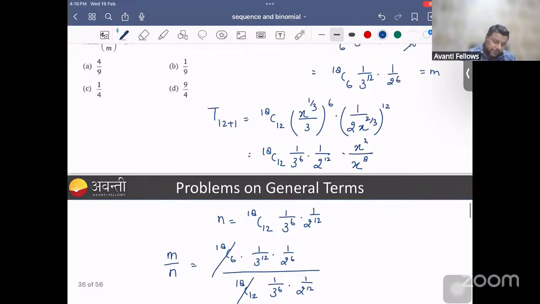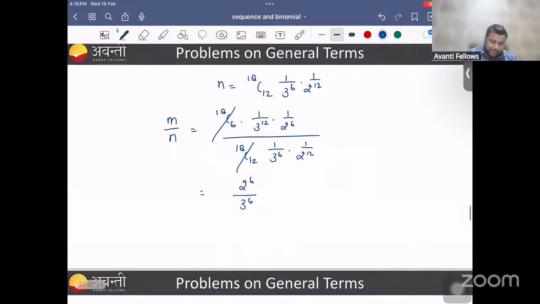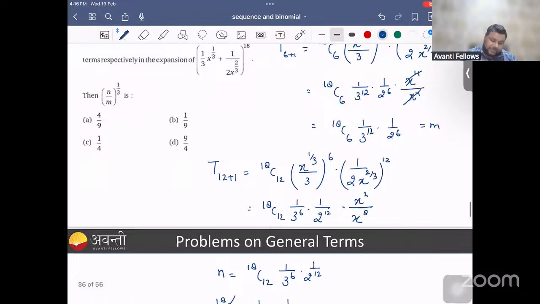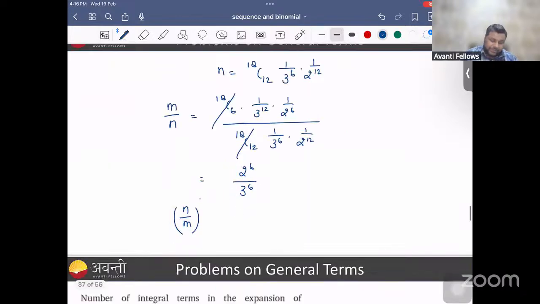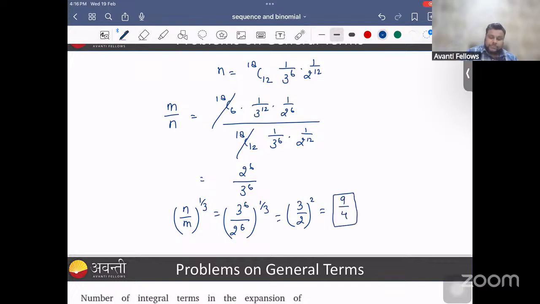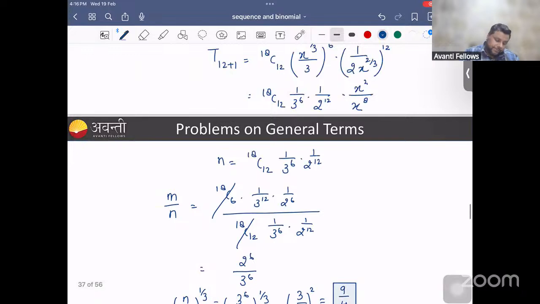They are asking for n upon m raised to the power 1 by 3. So that is (3 to the power 6 upon 2 to the power 6) whole raised to the power 1 by 3. So that is (3 by 2) raised to the power 2. The answer will be 9 upon 4. The answer is 9 by 4.